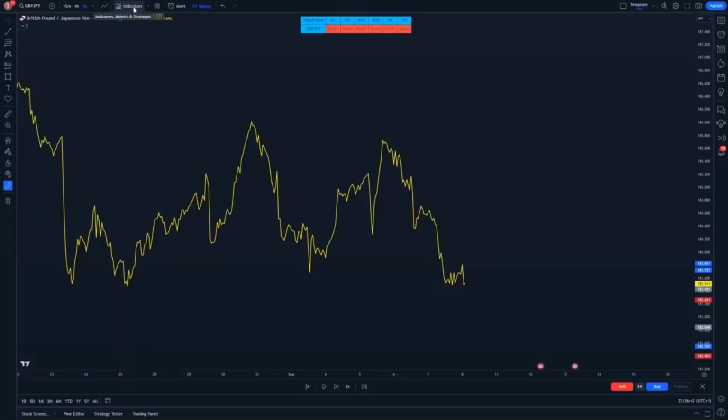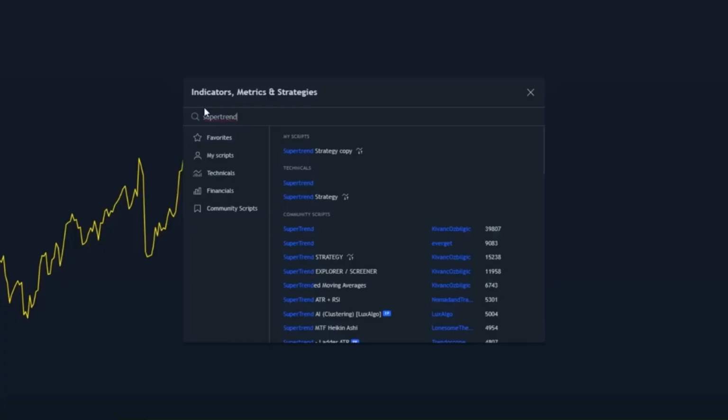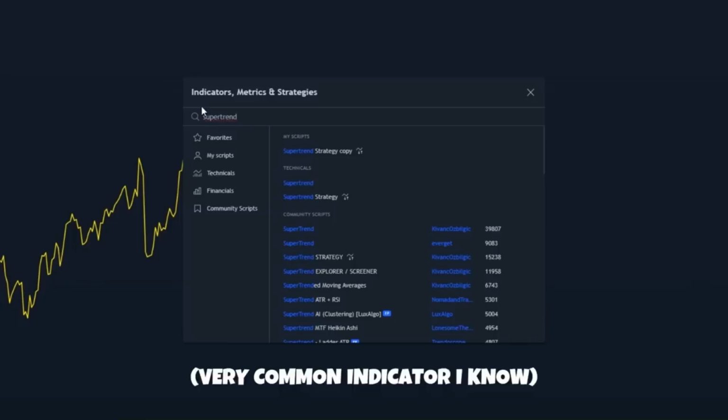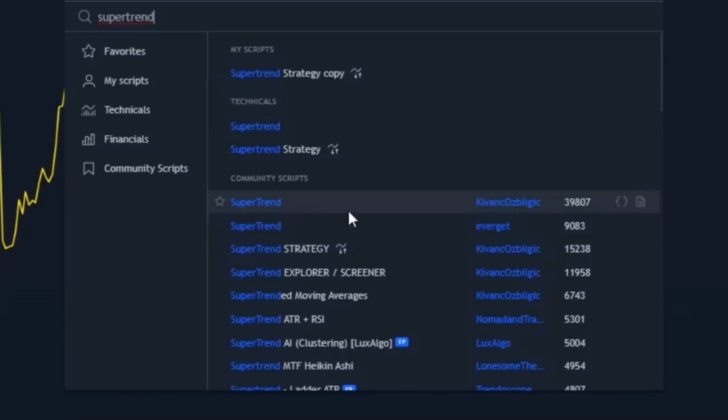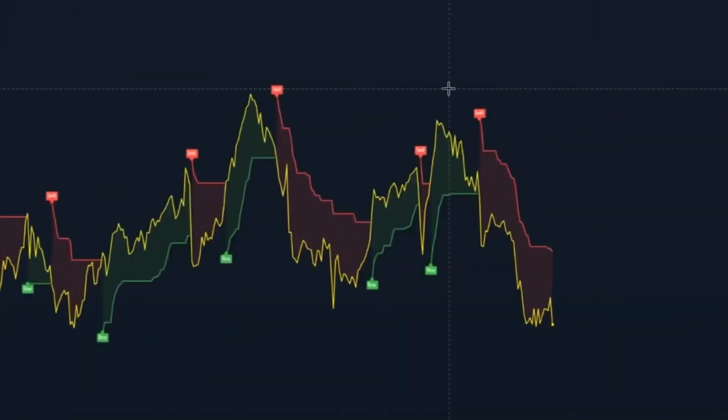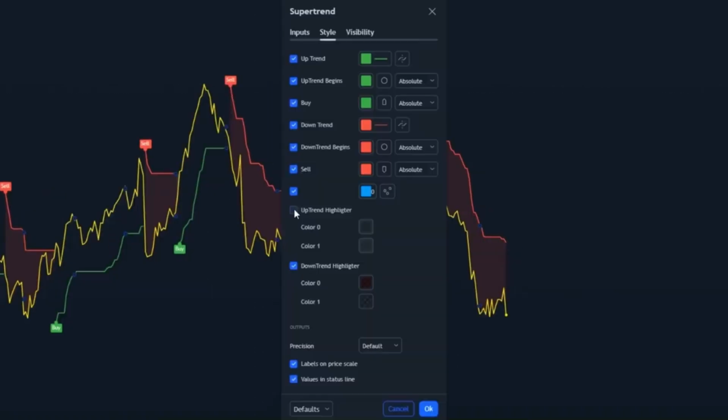And then third and finally, go onto indicators again. Finally, for the last confirmation for the trade, type in super trend with no spaces, and we can add this top one here on the community scripts. Your chart should now look something like this. The first thing we're going to do is click on the super trend indicator, and we just want to remove the highlighter on the uptrend side and the downtrend.